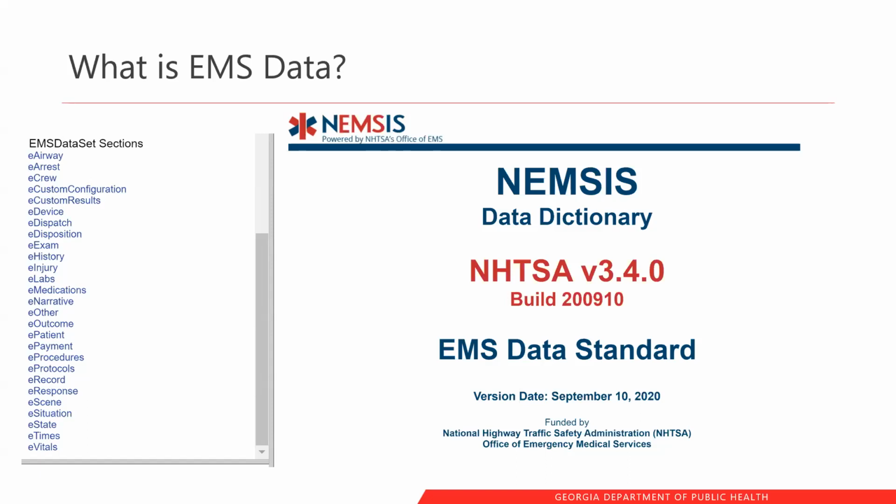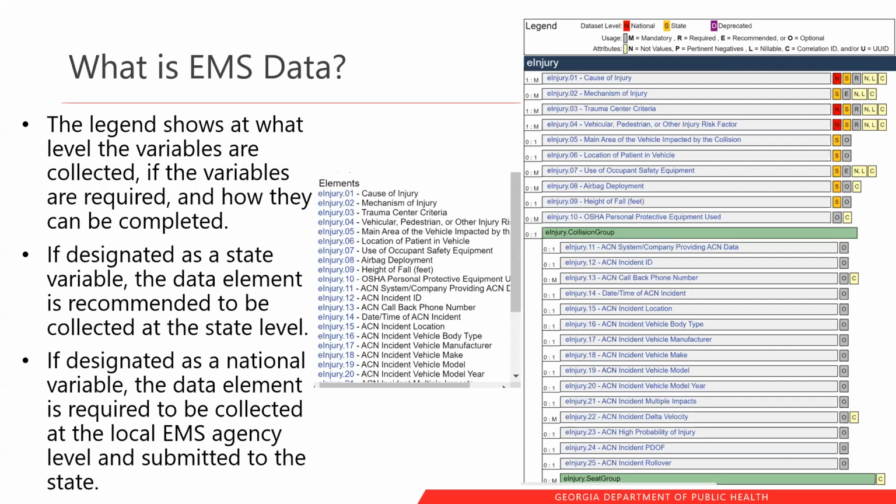And at the very top, you see a legend, and that shows what level the variables are collected at, if they're required, and then how they can be completed. And we're going to talk about that on the next slide. But if it's designated as a state variable, that means the data element is recommended to be collected at the state level. However, if it's a national variable, that means it's required to be collected at the local EMS agency level and then must be submitted to the state.